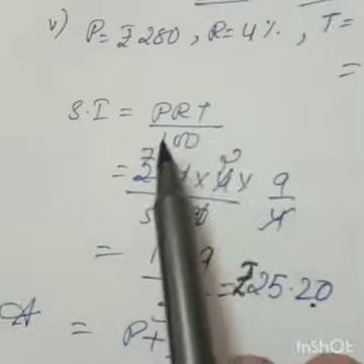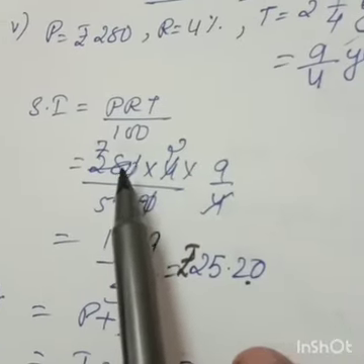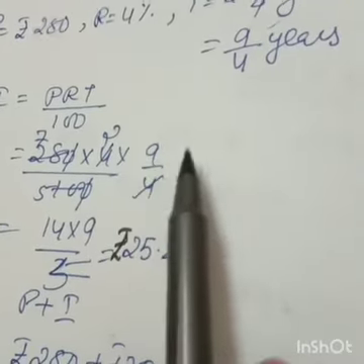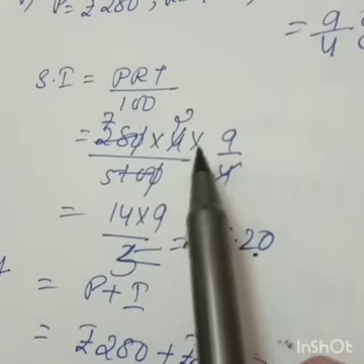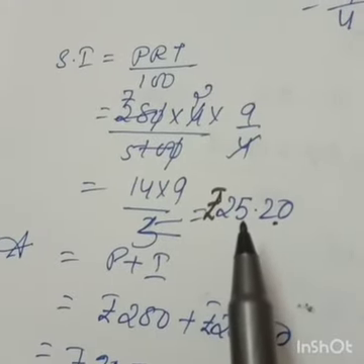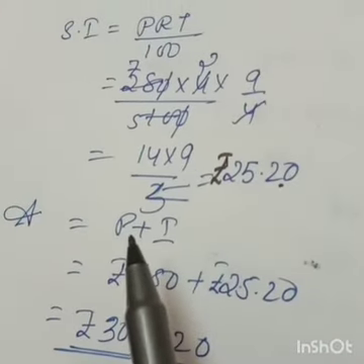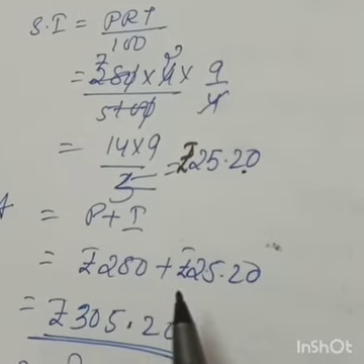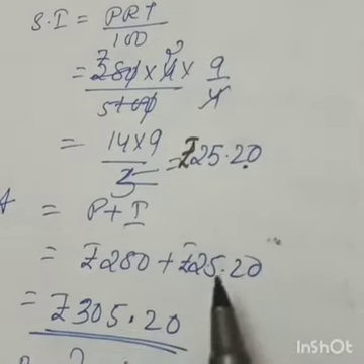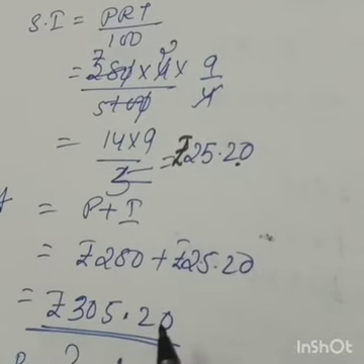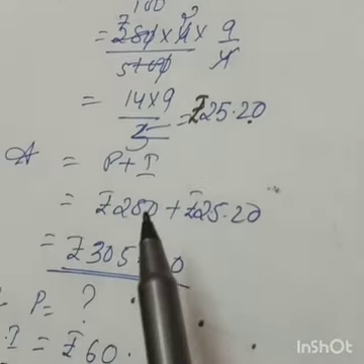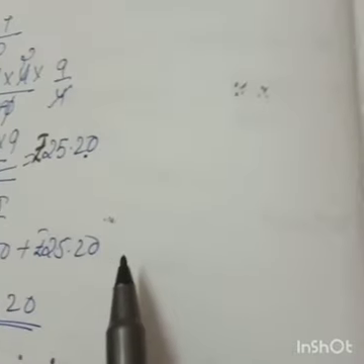Simple interest equal to PRT by 100. Cut out. You will get rupees 25 rupees 20 paise. Amount equal to principal plus interest. With the principal you add interest. You will get 305.20. How will you add 280 plus 25.20?